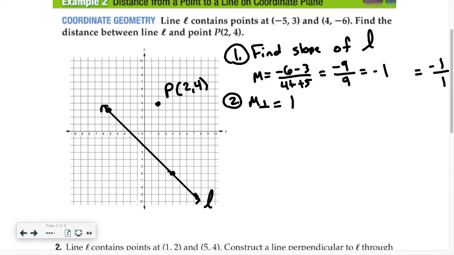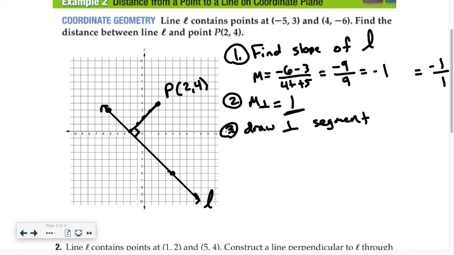So if we're going to draw a segment from P perpendicular to L, we need to use a slope of +1. So you go up one and right one, or you can go down one and left one, until you intersect line L. So this segment, using that slope of 1, the third step here was to draw the perpendicular segment, which we did on the graph.